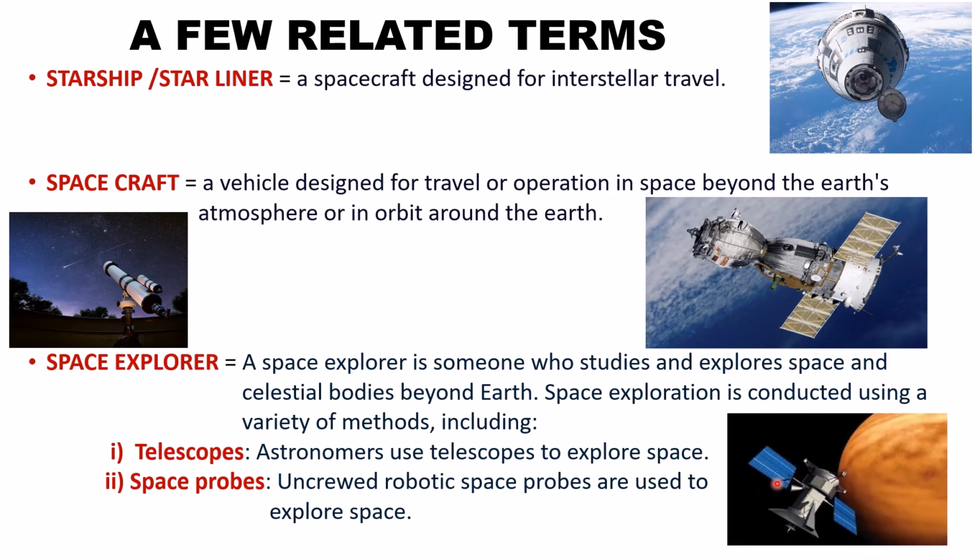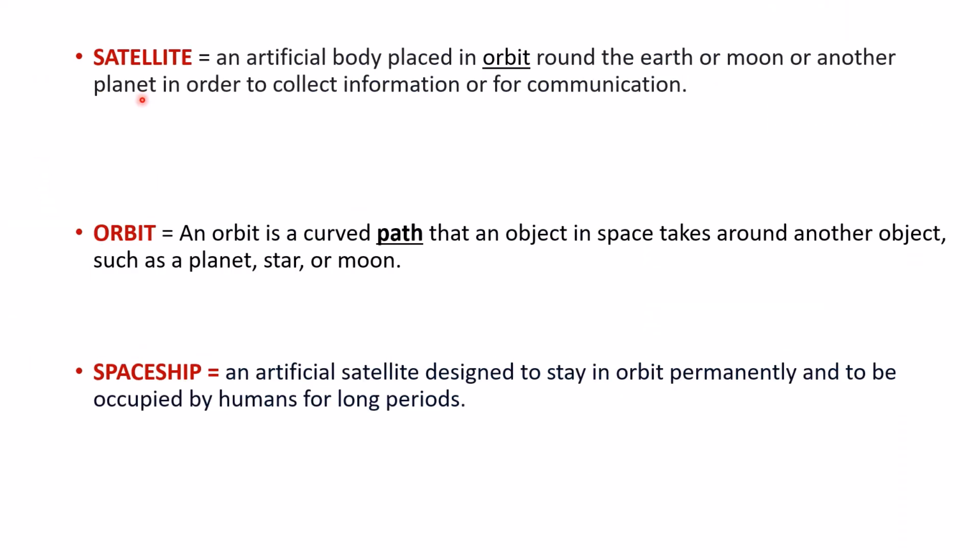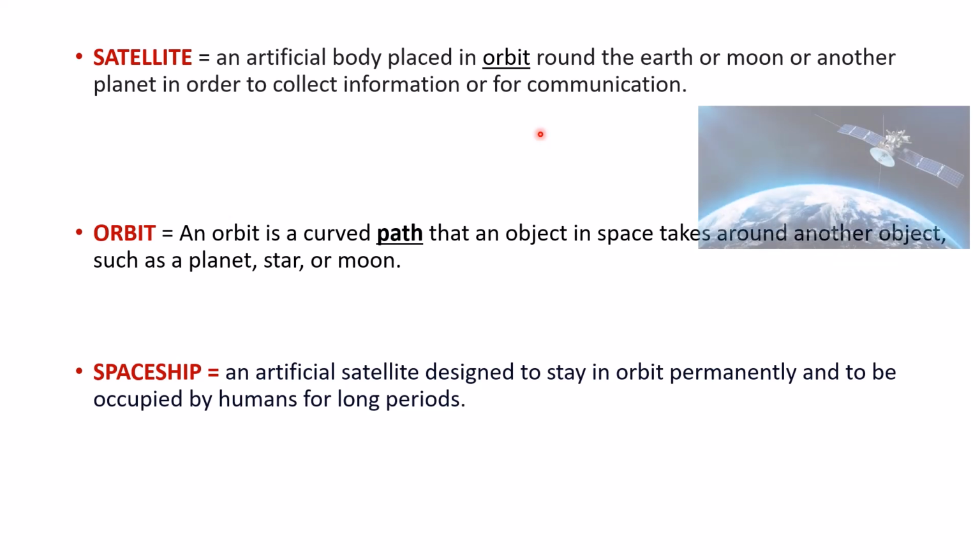So these are some of the terms, students, and adding to them, you have to understand satellite. I think this is a very common terminology which every one of you knows. It's an artificial body placed in orbit around the Earth or Moon or another planet in order to collect information or for communication. Now all the TV matches and the satellite communication in your mobile phones, the viewing of the live matches, everything is possible only because of these satellites.